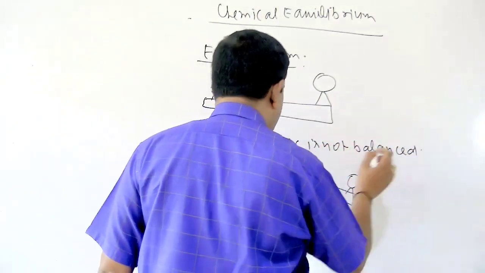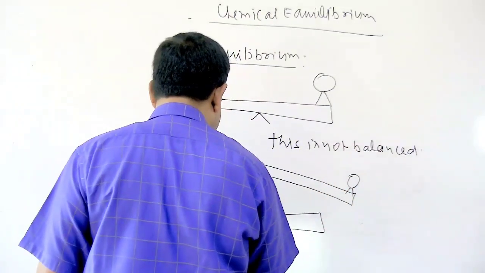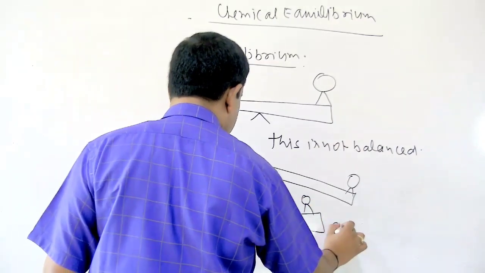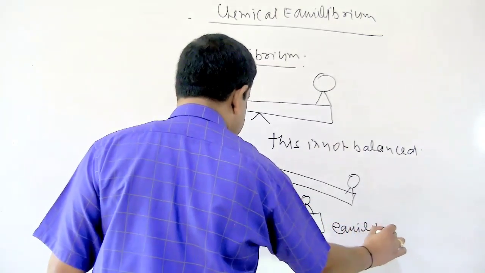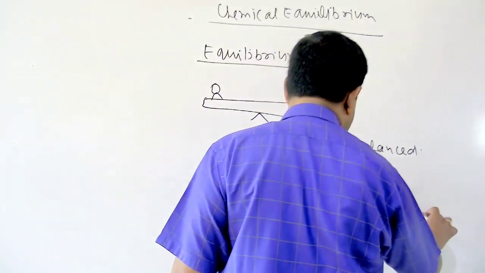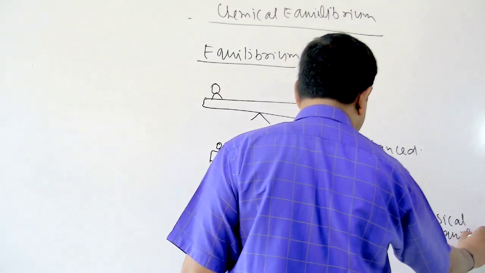Now if two persons of equal weight are sitting on both sides, then this will be in equilibrium. So this is an example of physical equilibrium.